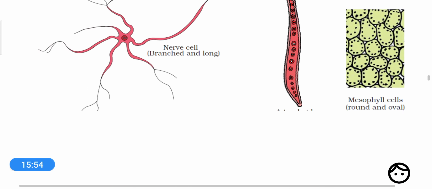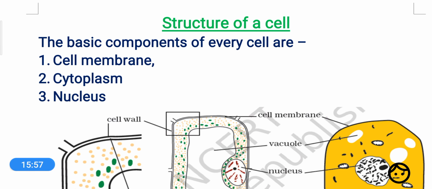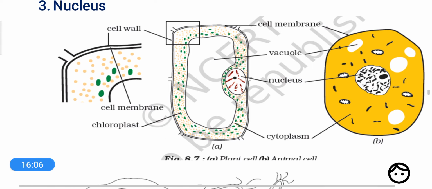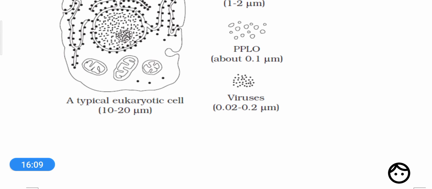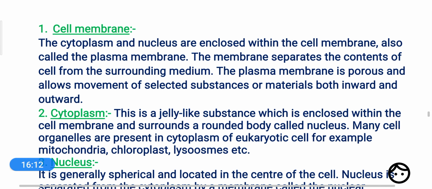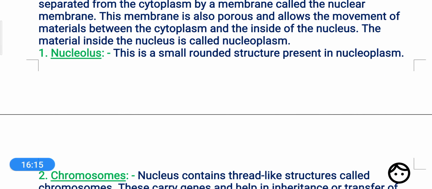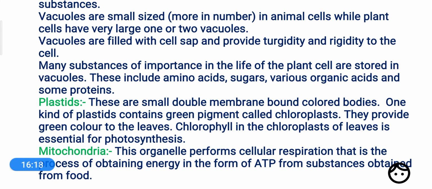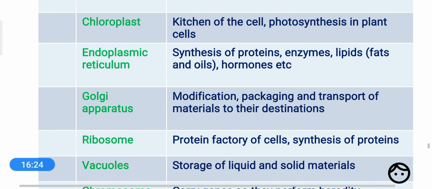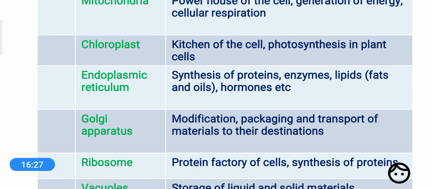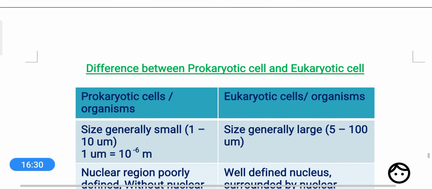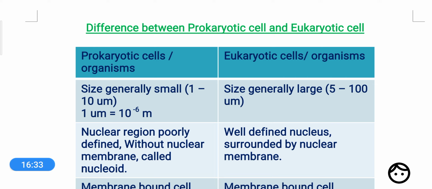We have discussed the structure of the cell. The cell contains three important structures: cell membrane, cytoplasm, and nucleus. These three things are found in every cell. Okay, the plant cell has a cell wall also. Then we discussed that the cytoplasm contains a number of cell organelles, right? These are vacuoles, plastids, mitochondria, endoplasmic reticulum, and these are all given in this table. Their functions are given in this table. So this is all about this chapter. We have also discussed the differences between prokaryotic cells, eukaryotic cells, plant cells, and animal cells.